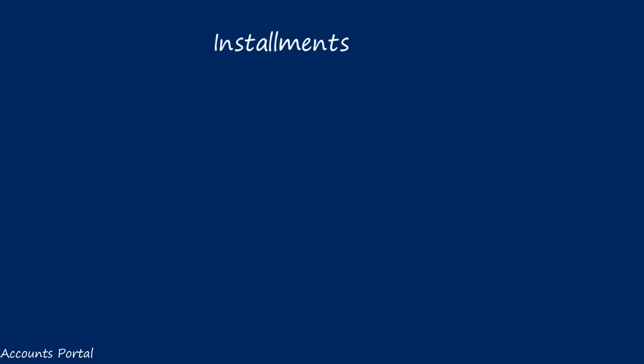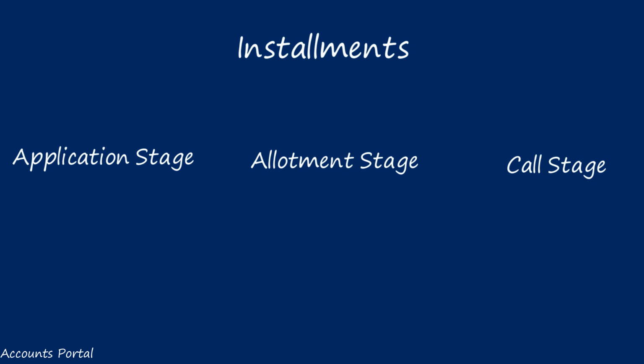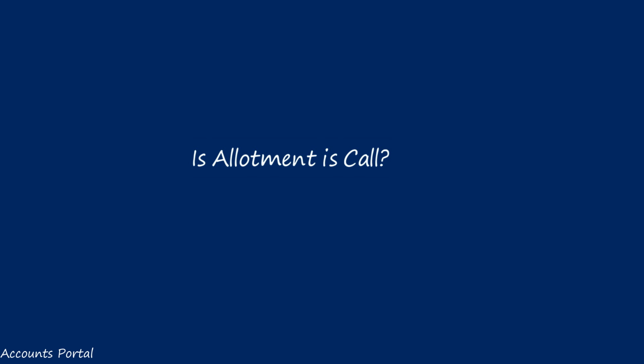Generally, the company will collect money in installments from its shareholders. The first installment is known as the application stage, the second installment is known as the allotment stage, and the third is known as the call stage. Is allotment a call? Yes, even allotment is a call because we call the shareholder to pay the allotment money.